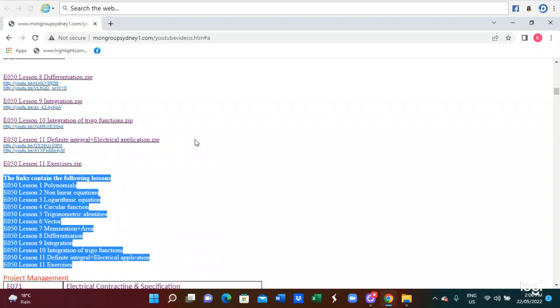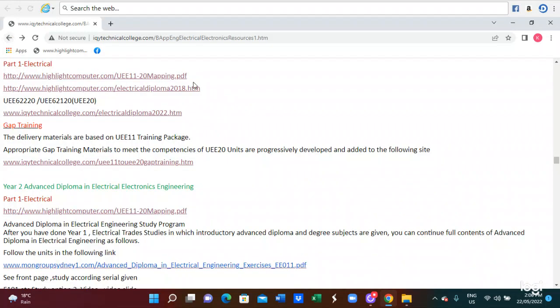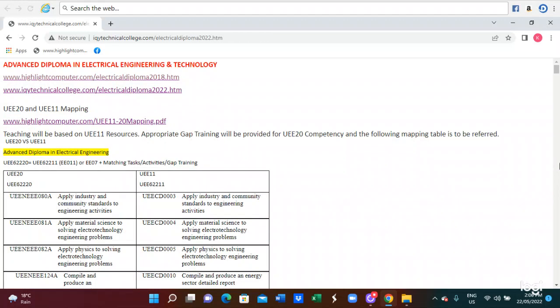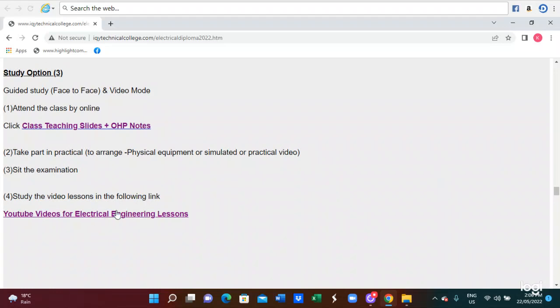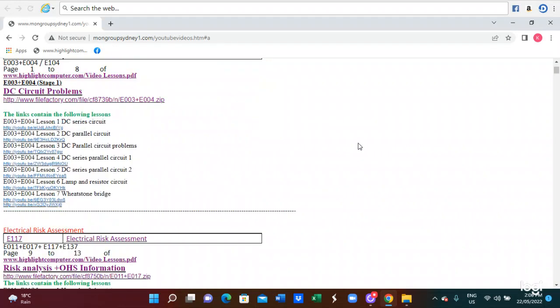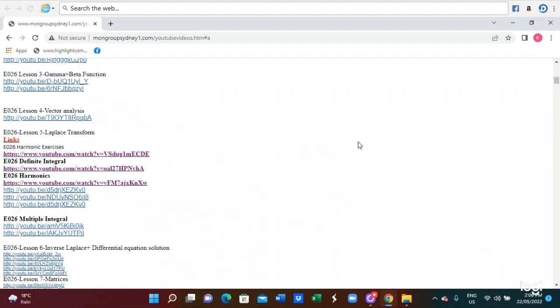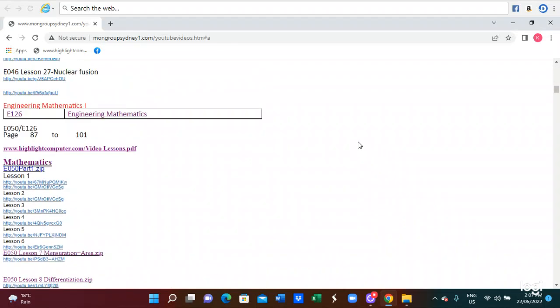So this is the way you can read the advanced diploma electrical engineering. Firstly, what you have to do is enter the name IQI Technical College.com/electrical-diploma-2022.htm. Then you click on this site, you get the electrical diploma. You go down and then you see there's a video lesson. So you can see here the YouTube video for electrical engineering lesson. You click it. After you click the lesson, you can see E1 to A2 engineering mathematics. So you go down here and then you see E1 to A2 engineering mathematics.